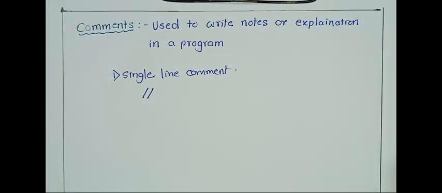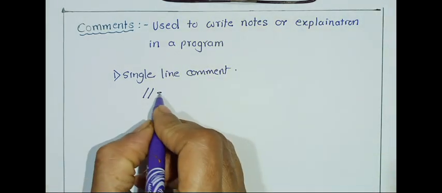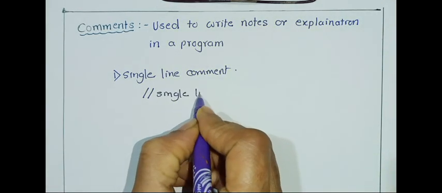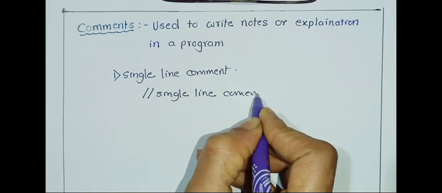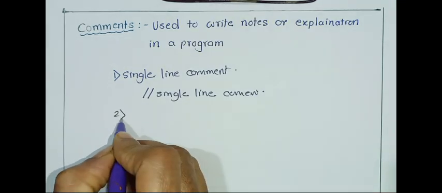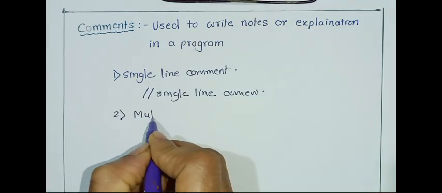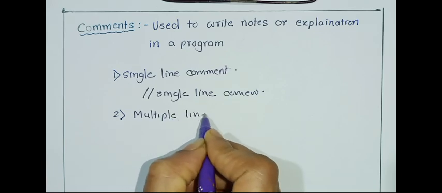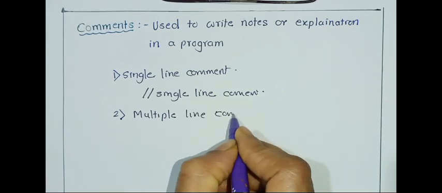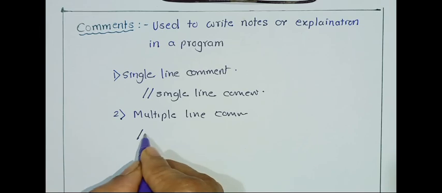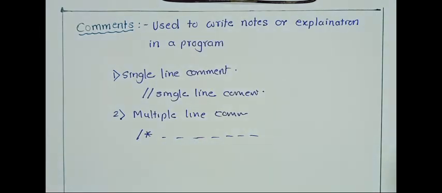Two slashes are used for a single line comment, and you can write your single line comment there. The second one is the multiple line comment. Why do we use this? Suppose your comment is not just for a single line and you are writing a number of lines. If you want to write several lines of notes, then you use a multiple line comment.